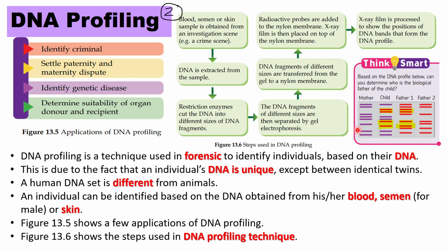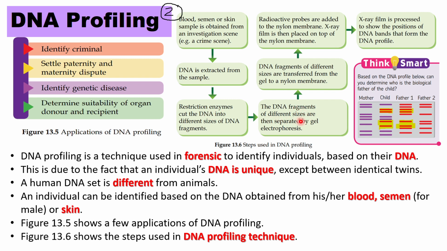This figure 13.6 shows the steps used in the DNA profiling technique. First, a blood, semen, or skin sample is obtained from an investigation scene, for example, a crime scene. Next, DNA is extracted from the sample. The third step is that we use restriction enzymes to cut the DNA into different sizes of DNA fragments.